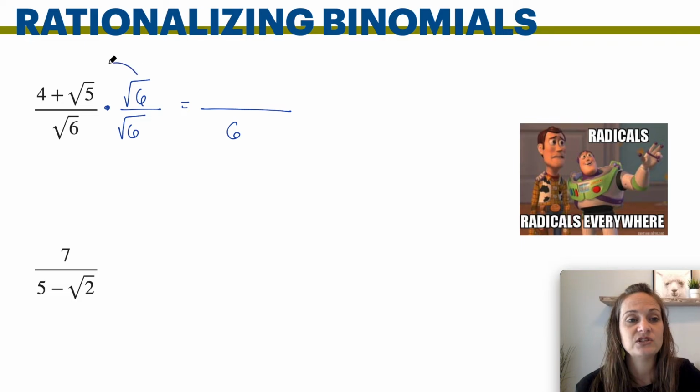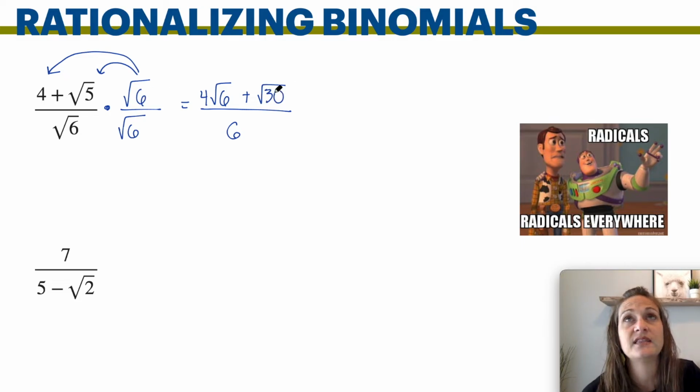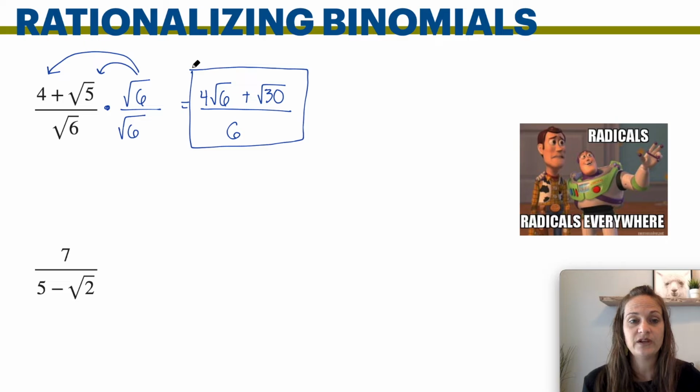And then we will have to distribute this square root of 6 times the binomial. So 4 times the square root of 6 plus the square root of 30, because square root of 5 times square root of 6 is the square root of 30. And there is not a perfect square that goes into 30, so that would be your final answer.